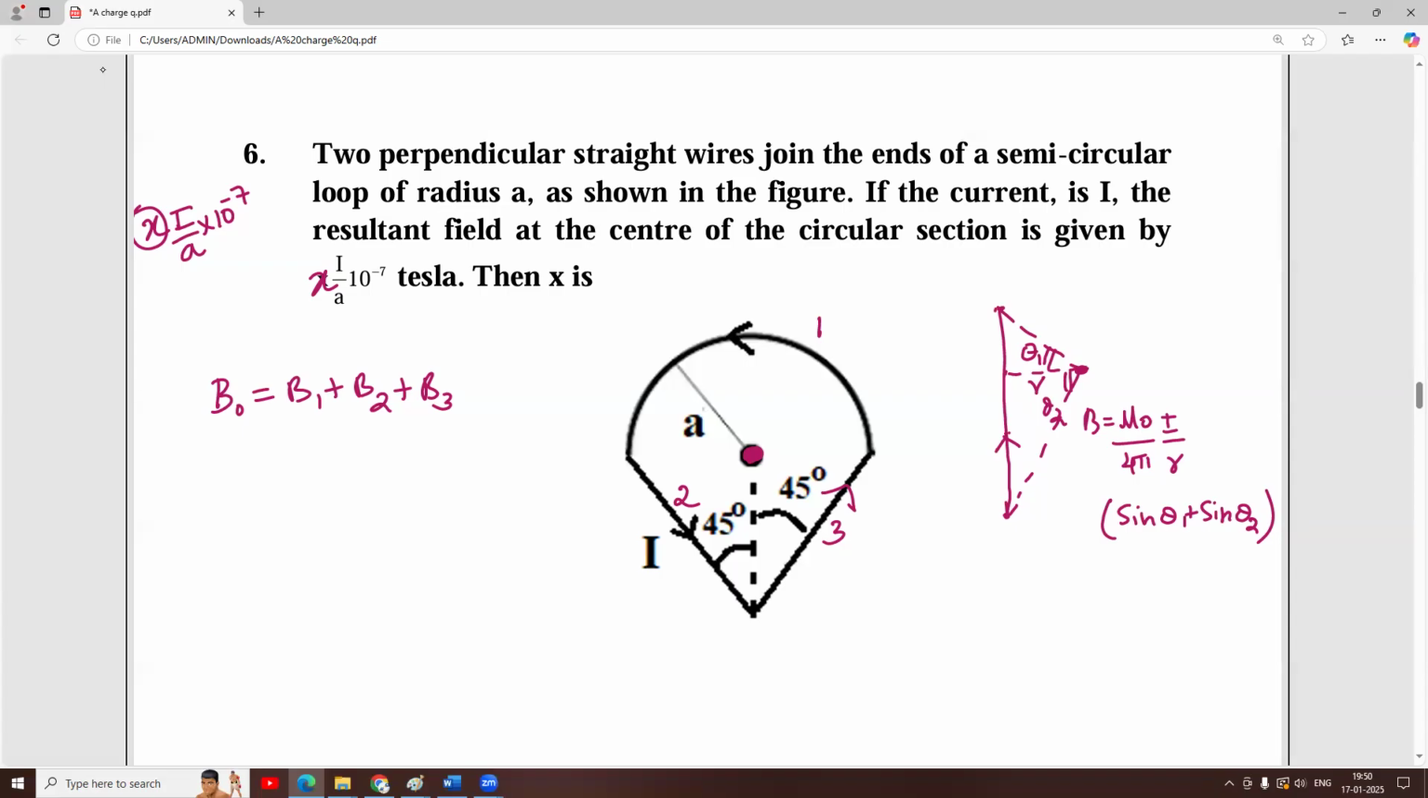Join these points to the ends of the wire, if they make angles theta 1 and theta 2, then mu naught by 4 pi I by r into sin theta 1 plus sin theta 2. So now if you want to find out all these things, theta 1, theta 2, etc.